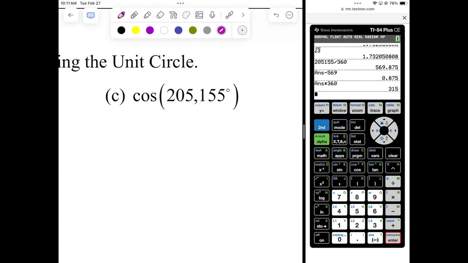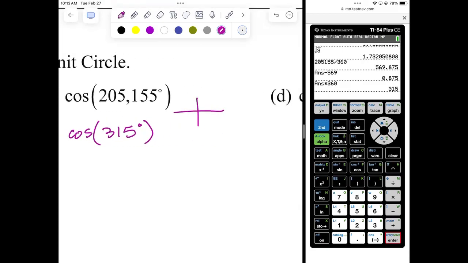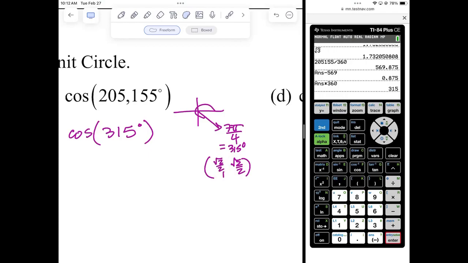Now, 205,155 and 315 are not equal, but you know what is equal? Their cosine ratios. And where's 315? 315 is over here in quadrant 4. It's the same as 7 pi fourths. So what's the ordered pair there? Well, I think square root of 2 halves, square root of 2 halves. It's your 45-degree reference angle. I'm in quadrant 4, so to get there, I have to go right and down, which means it's positive, comma, negative.